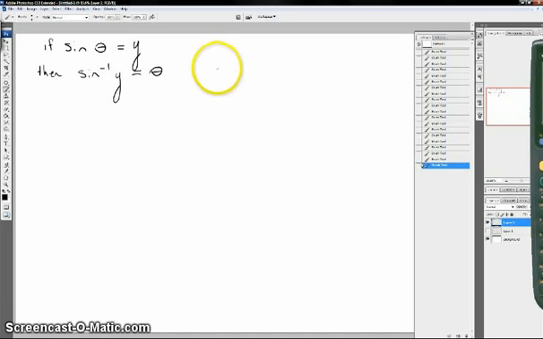Sometimes you'll see the arc sine written like this, where it actually says arc sine of something, or you might see this inverse sine or the arc sine. Either way, these two things mean the same thing. Let's try an example so you can see exactly what I'm talking about.